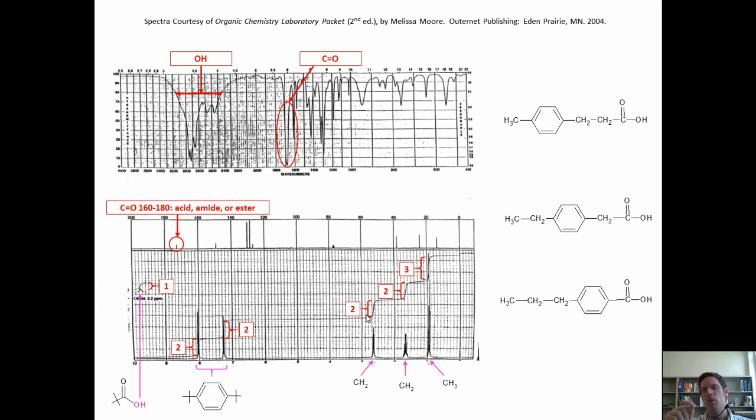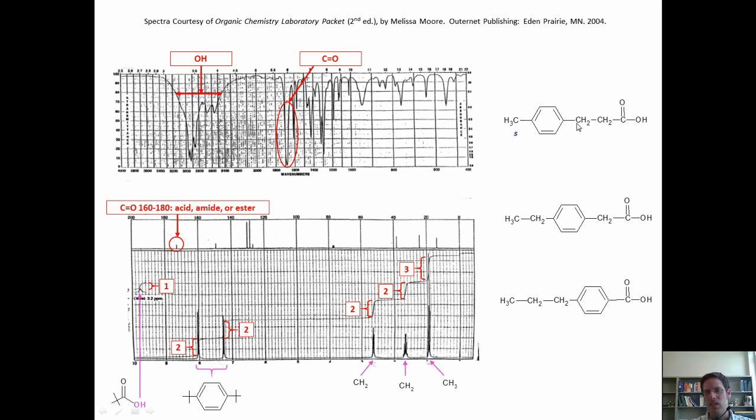When there are multiple potentially correct ways of putting them together, then you look at splitting. What would the splitting of the hydrogens here be? Well, these hydrogens look at the next door carbon and ask how many hydrogens are there. The answer is 0. So I take 0 and I add 1 to it. The hydrogens here would be a singlet.